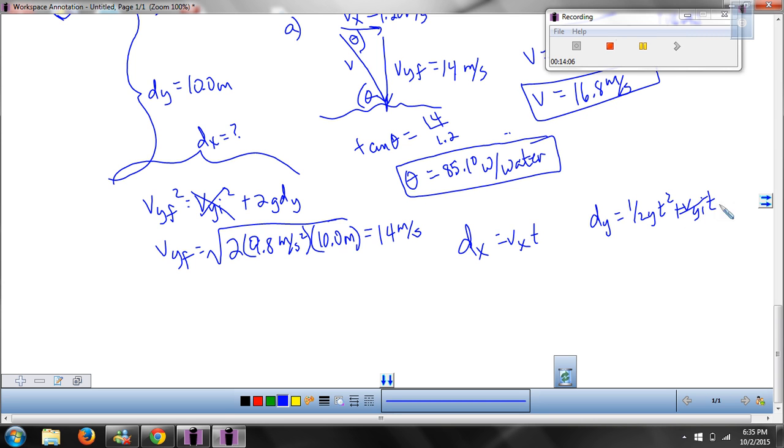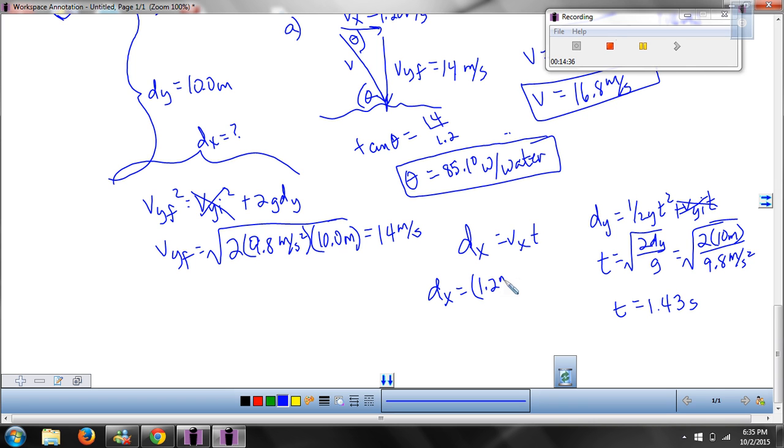So that's 0. So if I want to rearrange this for t, t is going to be the square root of 2 dy over g. So it's the square root of 2 times 10, all over 9.8. So when I did that, I got time to be 1.43 seconds. So I know that dx is 1.2 times t. I only need that time because he's just falling down. He's not going up and then down. So he lands out from the base of the platform. Horizontally, he lands 1.72 meters away from the base of the platform.